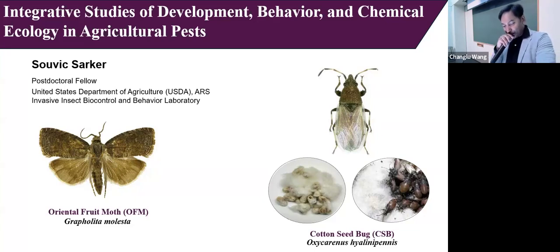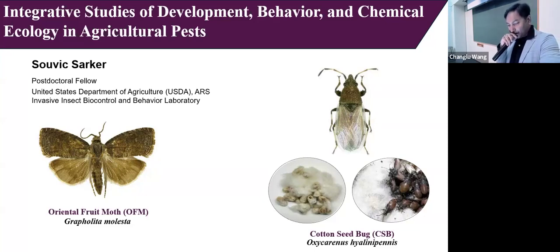But at first I want to share my experience with the Oriental fruit moth, which is just a little part of my PhD work. This Oriental fruit moth is actually a pest of stone fruit and pome fruit like apple, peach, pear, nectarines, and apricot, everything from stone fruit and pome fruit.